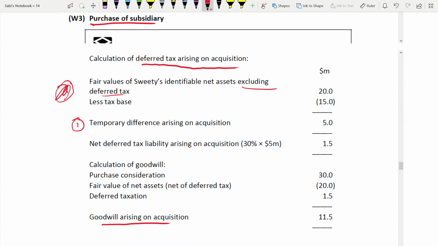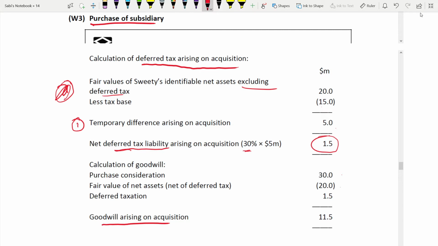5 is a temporary difference. 5 is a positive figure. So on that you have to apply 30% because the tax rate is 30%. Okay, so 30% on 5 is 1.5. This is your deferred tax liability. Please mention it. It is a net deferred tax liability. Now you have 1.5. So what else? Take the purchase consideration minus fair value of net assets plus deferred taxation.